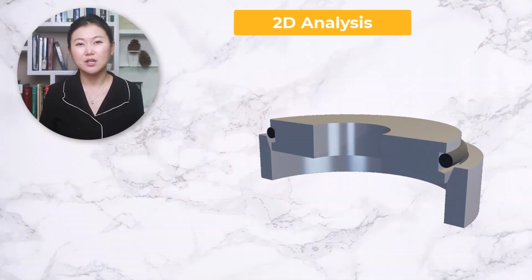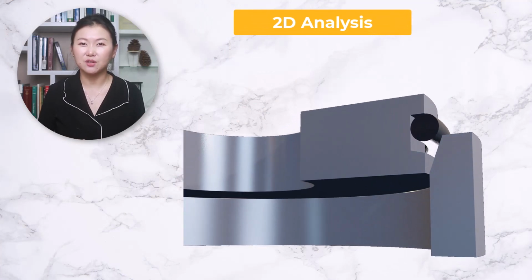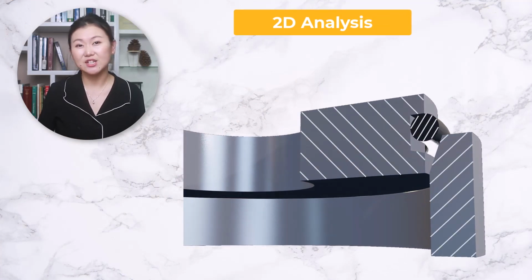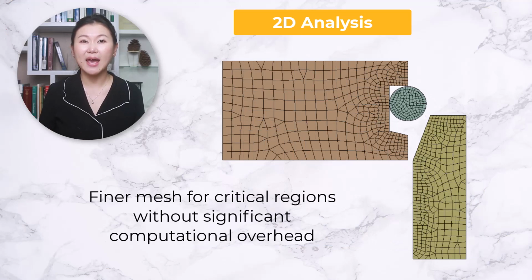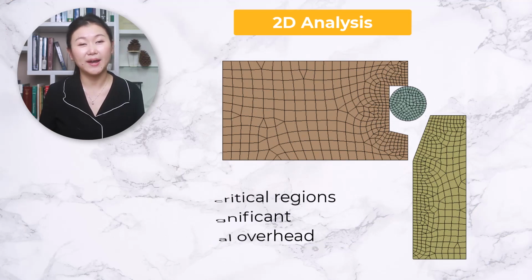With high-end computing power, 3D analyses are very common. However, 2D analyses are equally important as they can solve some specific types of problems very efficiently and accurately. For 2D analysis, we work with the 2D cross-sections of the geometry. Since it is just a surface, we can generate a finer mesh in critical regions without adding significant computational overhead.